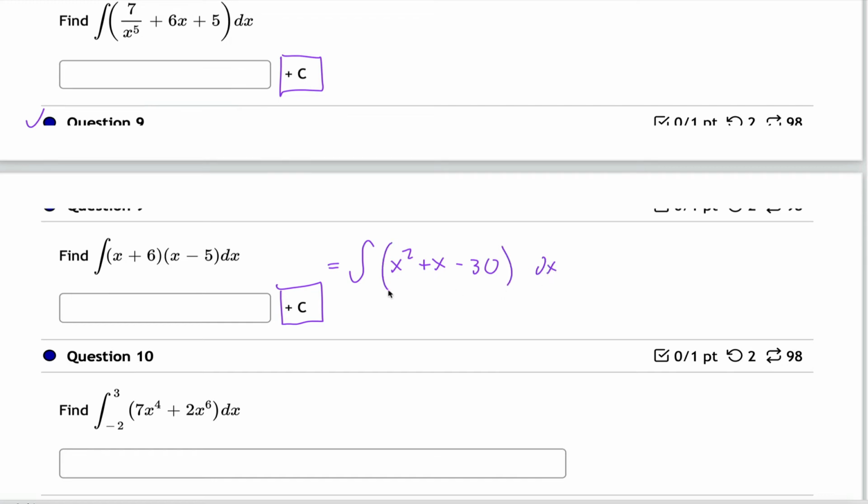Wait, where'd all those numbers come from? I'm just doing FOIL. Right? X times x gives me x squared. Here's 6x, but here's negative 5x. So those net out to give me the positive 1x. And then the 6 times the negative 5 gives me the negative 30.